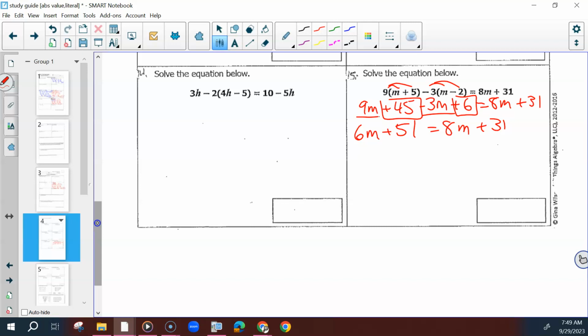Right? We have choices. What do we want to move first? Subtract 31 to both sides. Subtract 6m to both sides. We have 20 equals 2m, so that m equals 10.